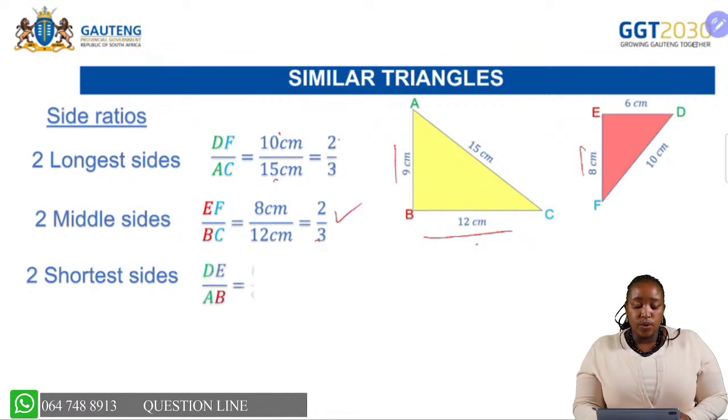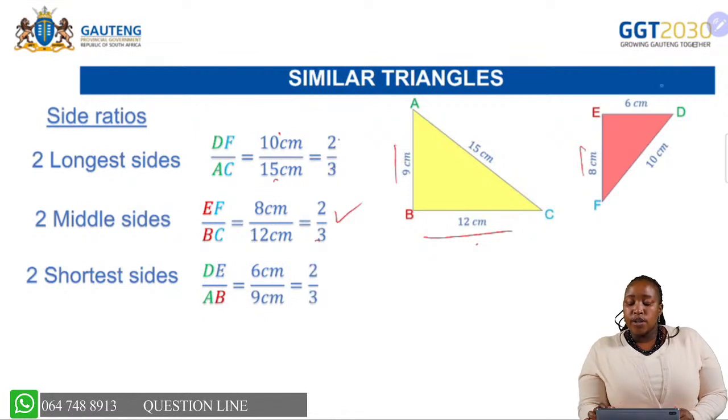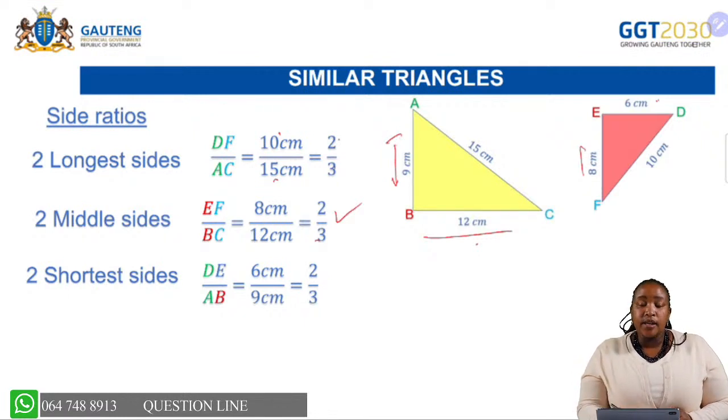Okay, for the next one, we have DE divided by AB. So the shortest side of our triangle there divided by this short side that I almost used as a middle side. Okay, so we have 6 divided by 9, right? Then we find a common factor, which is 3. So 3 into 6 goes how many times? It goes twice, and into 9 how many times? 3 times. And that's where we get our ratio there. All right.